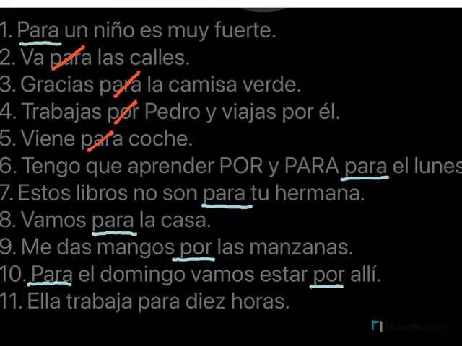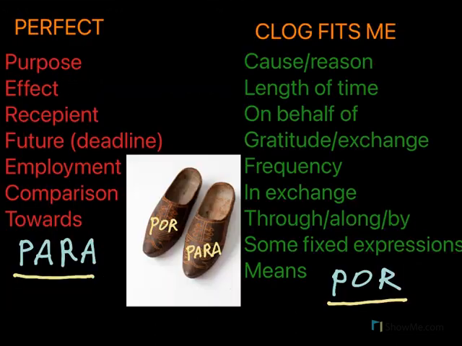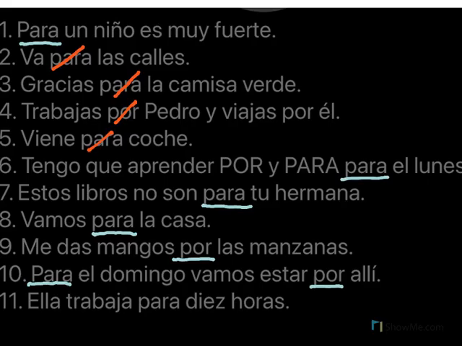Finally, you have here the sentence number 11. Ella trabaja para 10 horas. Para 10 horas. You go back, you see here the length of time right here. It is por and not para. So you're going back and you decide that it is wrong and it needs to be ella trabaja por 10 horas. She works for 10 hours.